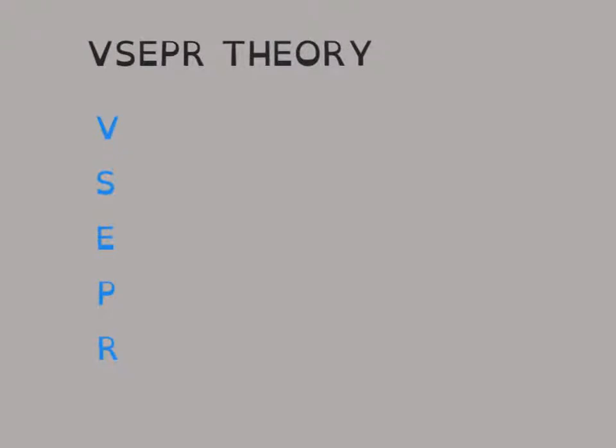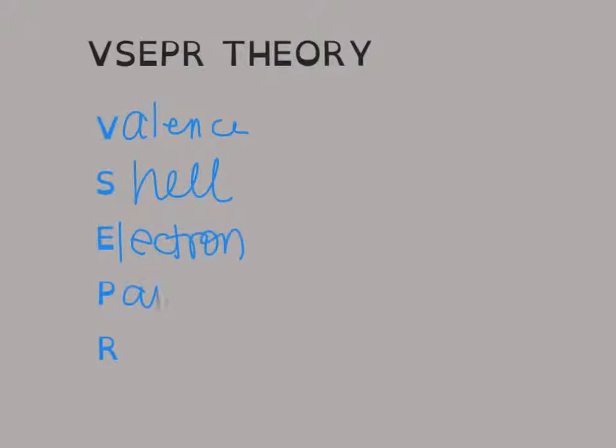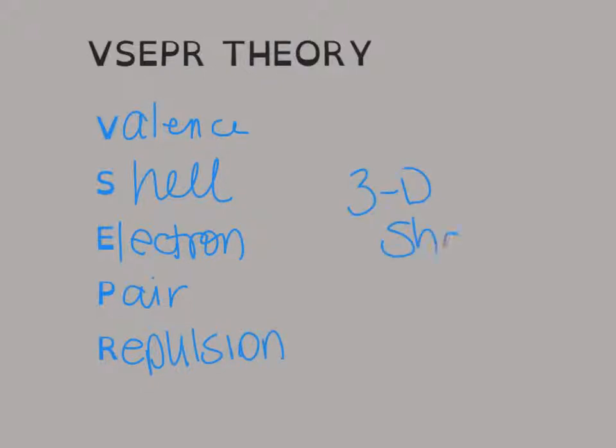Hi, this screencast is about VSEPR theory, and VSEPR theory is a mnemonic to help you remember valence shell electron pair repulsion. And what this really means is this is our 3D shapes of molecules.